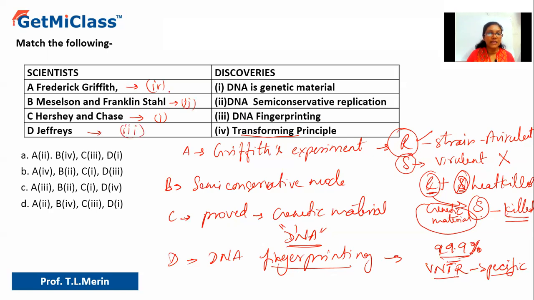So you can say A is 4, B is 2, C is 1, and D is 3. Option A says A is 2, which is incorrect, so we can rule it out here itself. Option B says A is 4, that is correct, B is 2, C is 1, D is 3. So this should be the correct answer. Option C says A is 3, which is incorrect. Option D says A is 2, which is incorrect. What is the correct answer? The correct answer is option B.